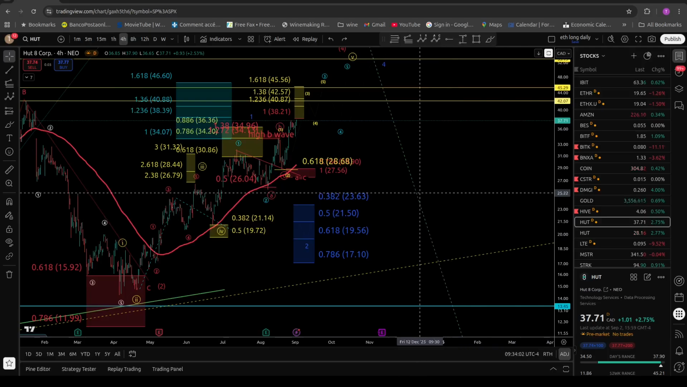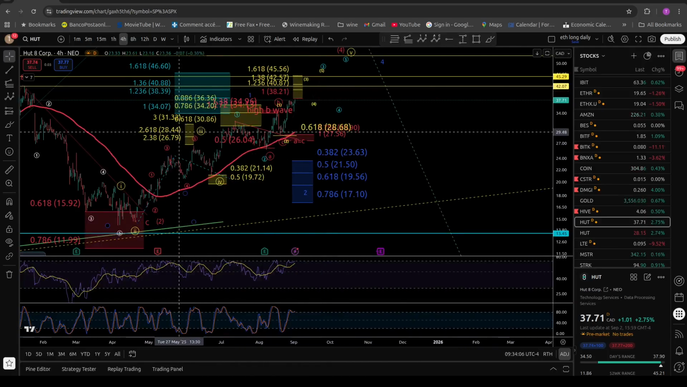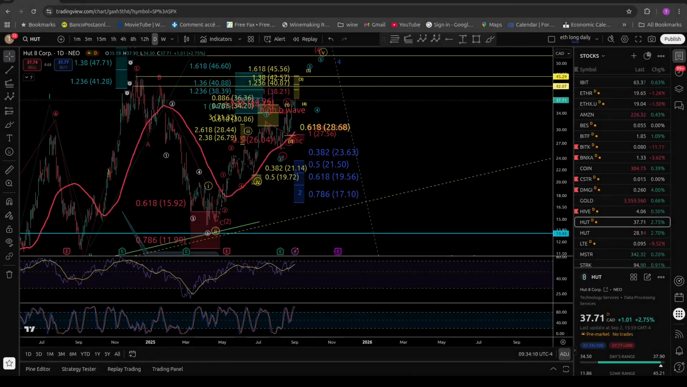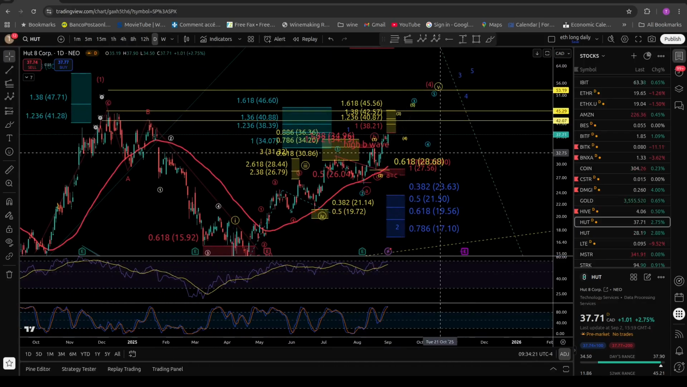Let me just double check the RSIs. On the 4 hours, we're getting into the overbought. No, daily. Also, but we're not even into the overbought territory, so that's great. There is still potential to go higher, and since we need to go higher for our third wave in yellow, that would be perfect.